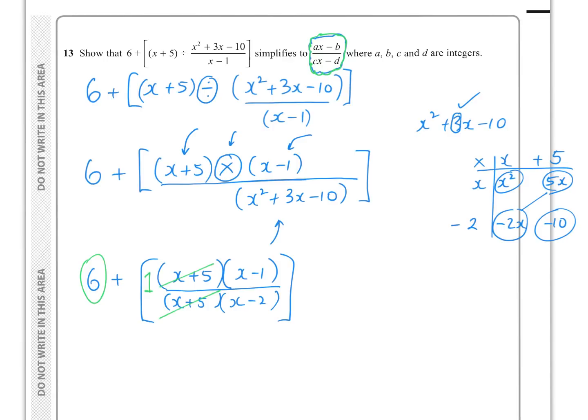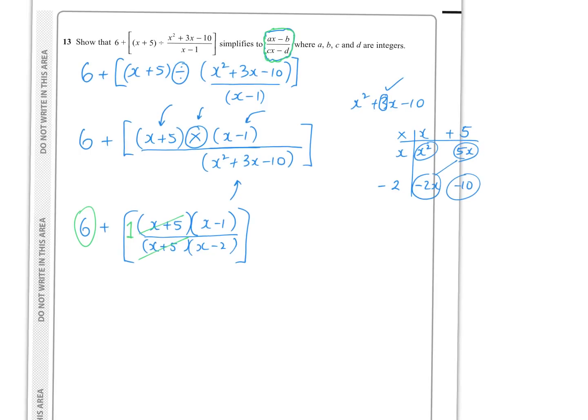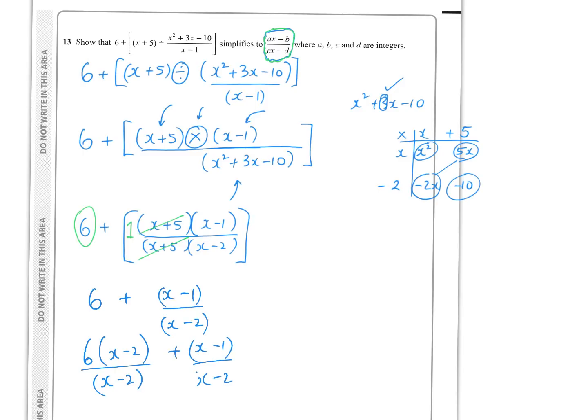So I'm going to create a little bit more room. And let's see where we can go. So I've got 6 plus x minus 1 over x minus 2. I'm going to get the denominators the same. So timesing top and bottom here by x minus 2. That means I've got a common denominator of x minus 2. And I'm just going to multiply this out.